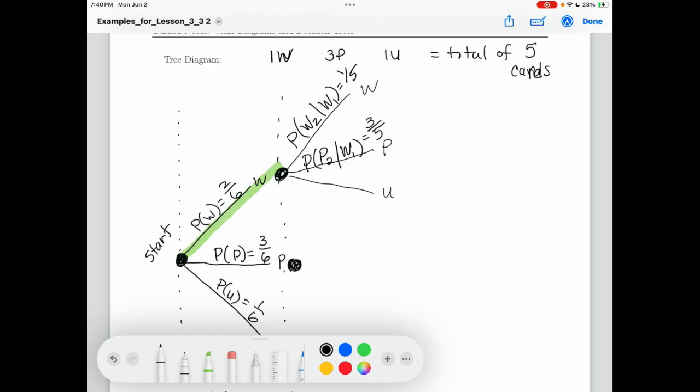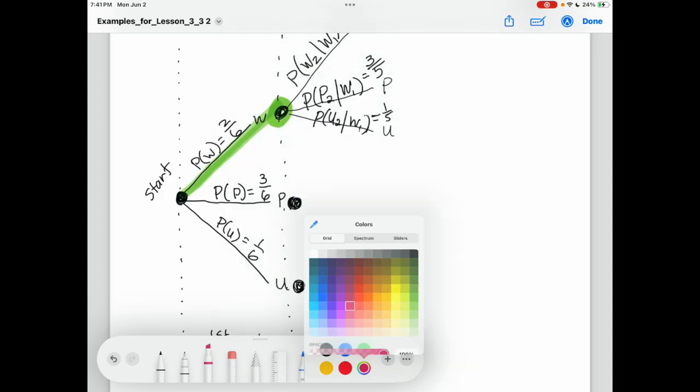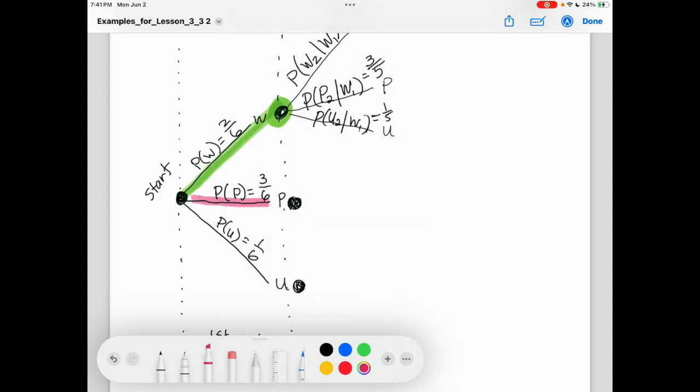Now for the unicorn, there's still 1 unicorn left if we assume that we picked a witch card the first time. So the probability of picking a unicorn the second time, given that I picked a witch the first time, is going to be 1 out of 5. Now, if I add up all of these probabilities, 1/5 plus 3/5 plus 1/5, that gives me 5 out of 5. All of these branches are coming out of this node that signifies that we picked a witch the first time. Now, let's look at if we pick a pirate the first time.